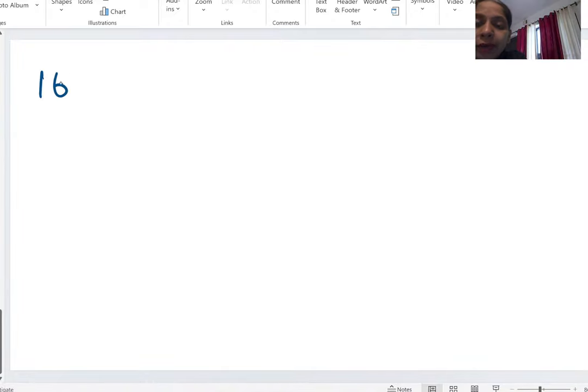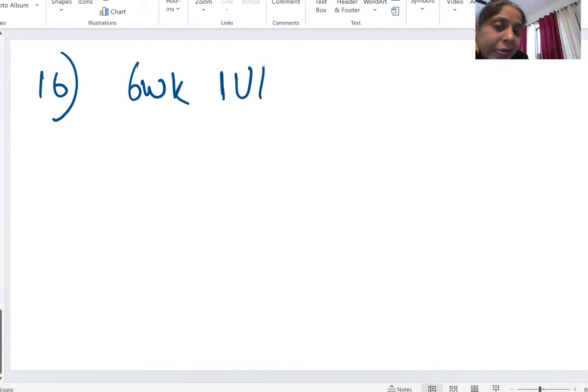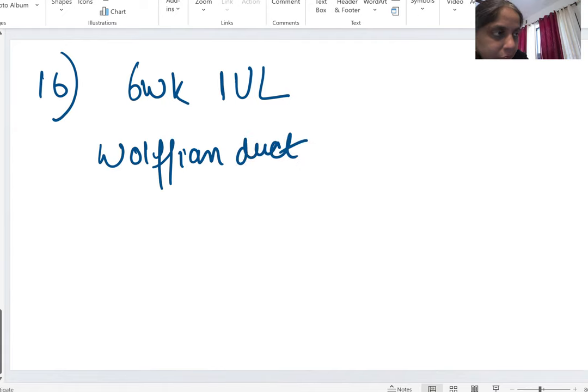Dr. Mohammed's query is question number 16. Which of the following conditions does not present with both Mullerian and Wolffian duct structures? So you all know that at around 6 weeks of intrauterine life, the Wolffian duct is present and the Mullerian duct is also present.